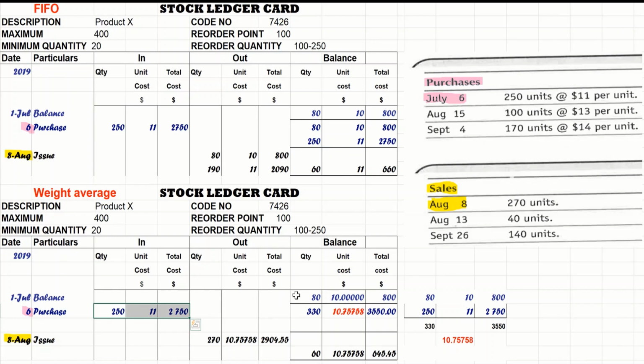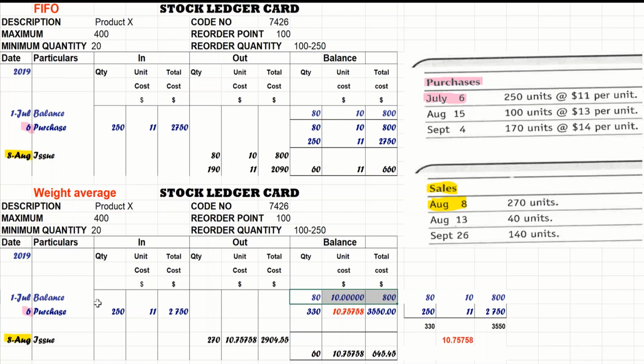So what do we do here? We add the total quantity of the item together. So here we say the 80 plus the 250 gives us the 330 units. With weight average, we've got to do a calculation, and I've done it here on the right. The volume of the items we have that is more, their price per unit will carry a bigger weight. So how do we do the calculation? I've just copied what I had there before.